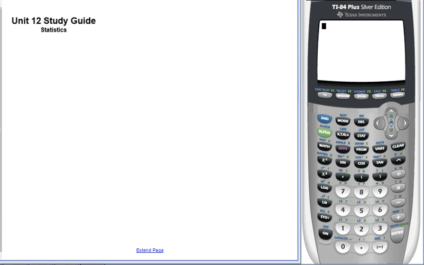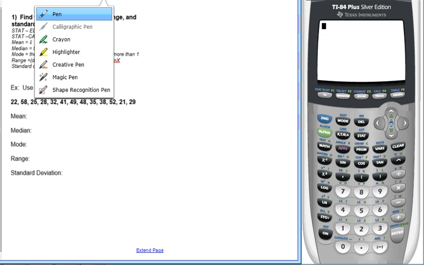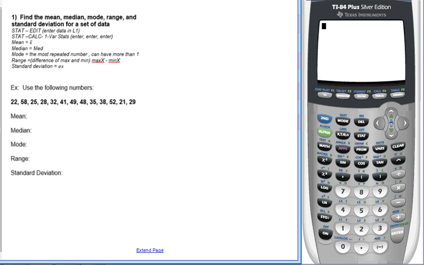Okay, this is a review of the Unit 12 study guide on statistics. In this unit, you need to be able to find the mean, the median, the mode, the range, and the standard deviation for a set of data. We are going to use our calculator for this, so you're going to need to get really familiar with the stat button, which is located right here.